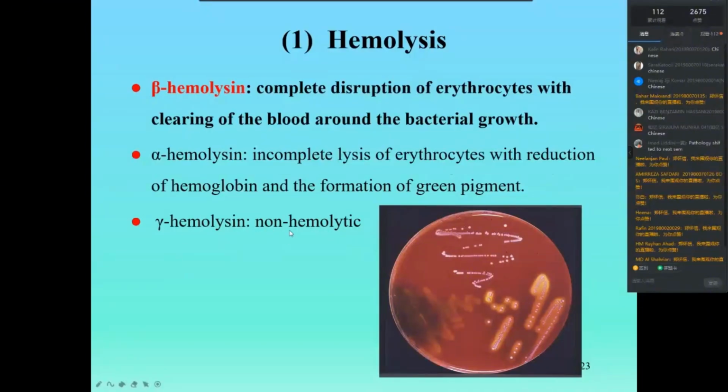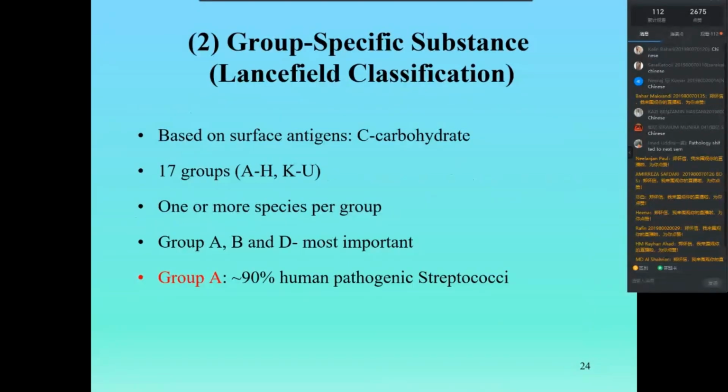In each group there are one or more species. The most important ones are groups A, B, and D, which are important human pathogens. While in group A, 90% of human pathogenic disease is due to group A. So it contributes 90% of human pathogenic streptococci. So we'll focus on group A for sure because they are the major ones.